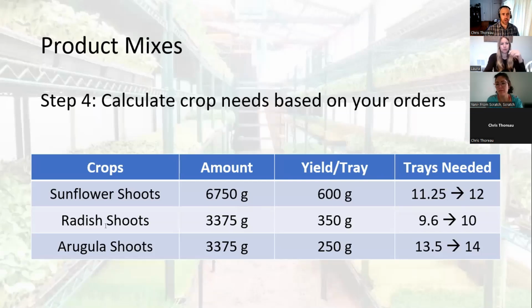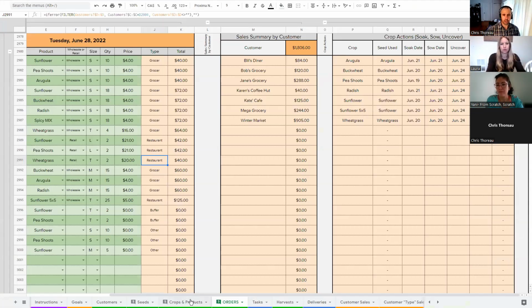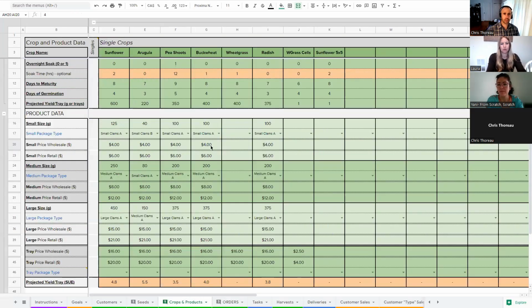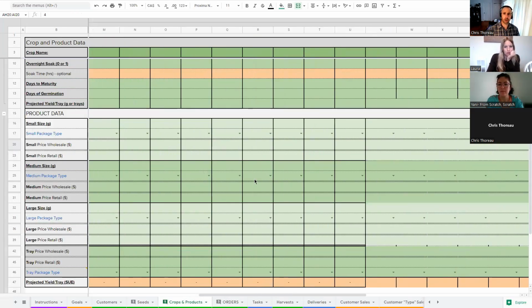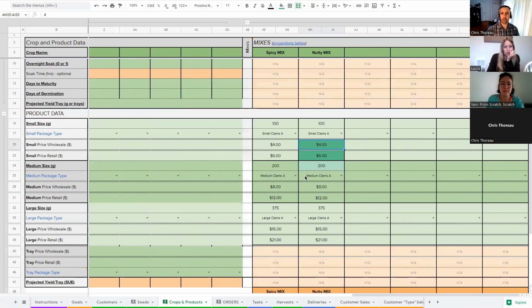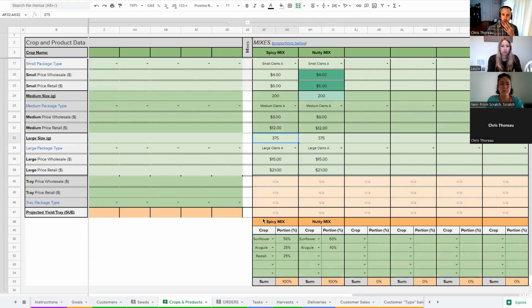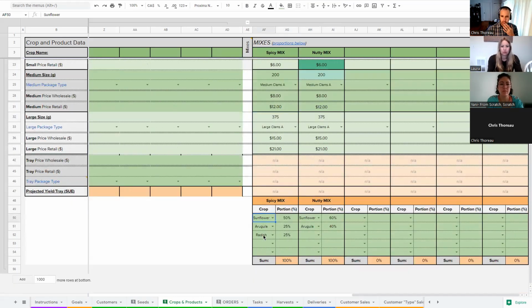So what I showed here was the orders, but I do have the calculation here in my crops and products. So these are all my regular products and crops. So I have my mixes here. So here's my spicy mix. I've got my different sizes of 100 grams, 200 grams, and 375 grams in this case. And then down below, I've chosen my crops and my proportions here. So this is how I sort of laid it out in this spreadsheet. There's lots of different ways to do it.